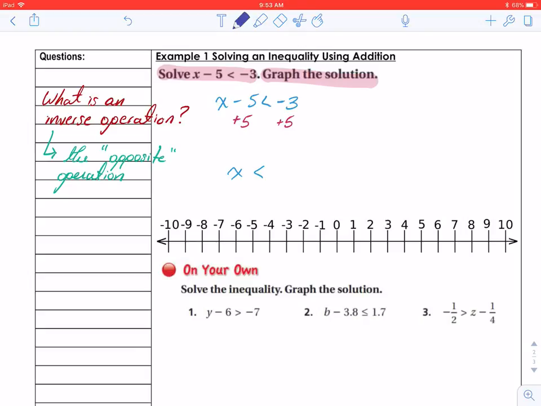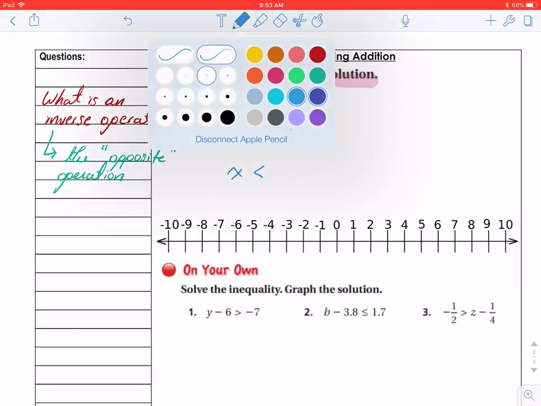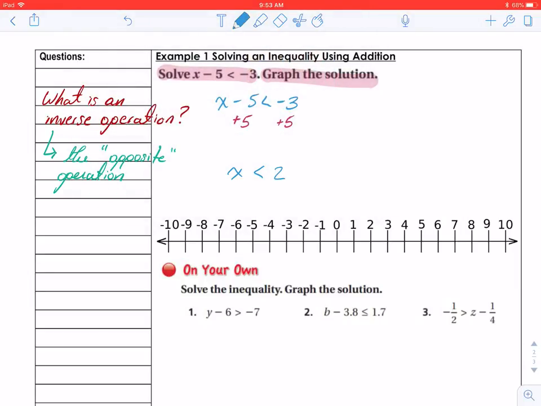Well, negative 3 plus 5 is going to bring me into the positives, 2 units into the positives. And I can actually show you this here. Negative 3 plus 5, 1, 2, 3, 4, 5, leaves me with a positive 2. And so I just solved that x is less than a positive 2.